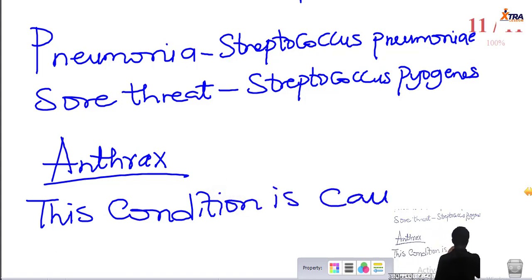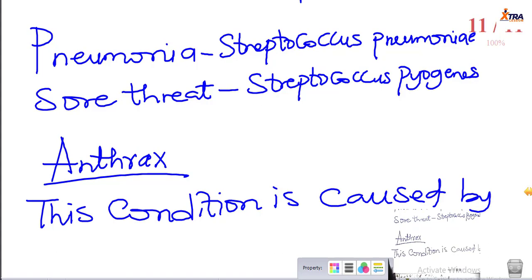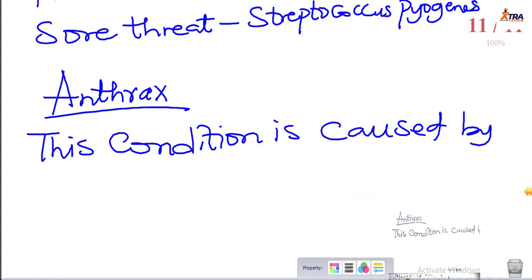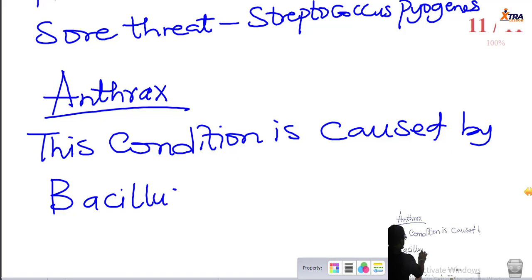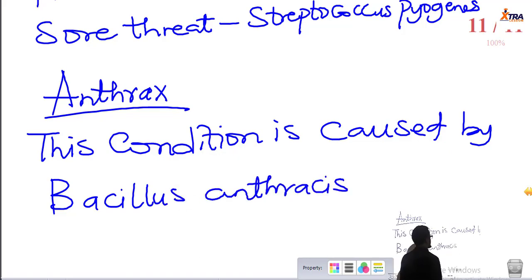Bacillus anthracis. Not only humans, bacteria is also indicated in diseases that occur in plants as well as animals in addition, but we're focusing on humans for this section. So it's caused by bacillus anthracis.